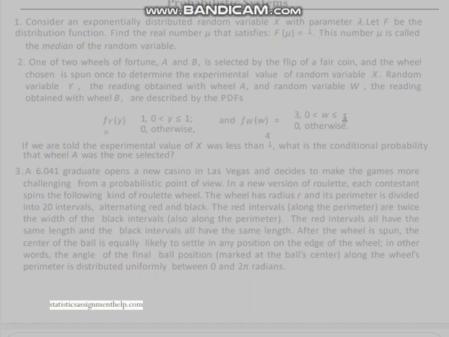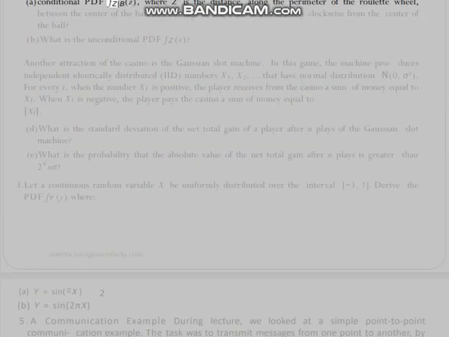A. What is the conditional PDF f_{Z|B}(z|B), where Z is the distance, along the perimeter of the roulette wheel, between the center of the ball and the edge of the interval immediately clockwise from the center of the ball? B. What is the unconditional PDF f_Z(z)?